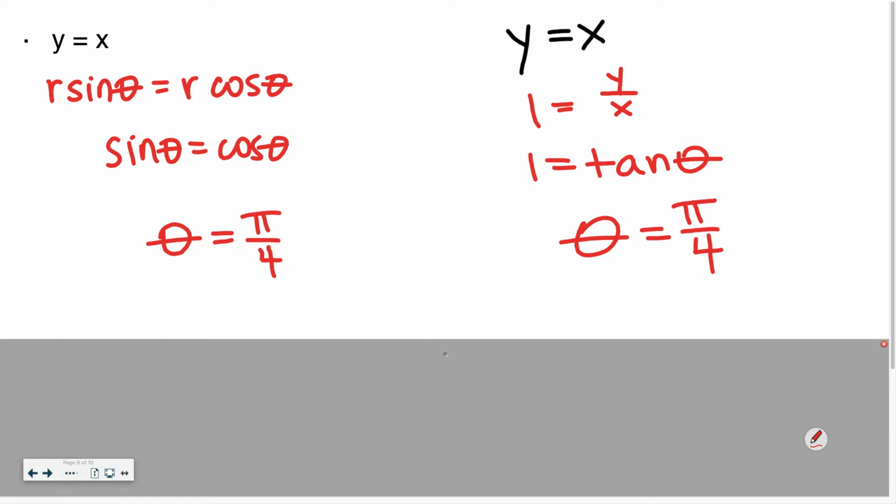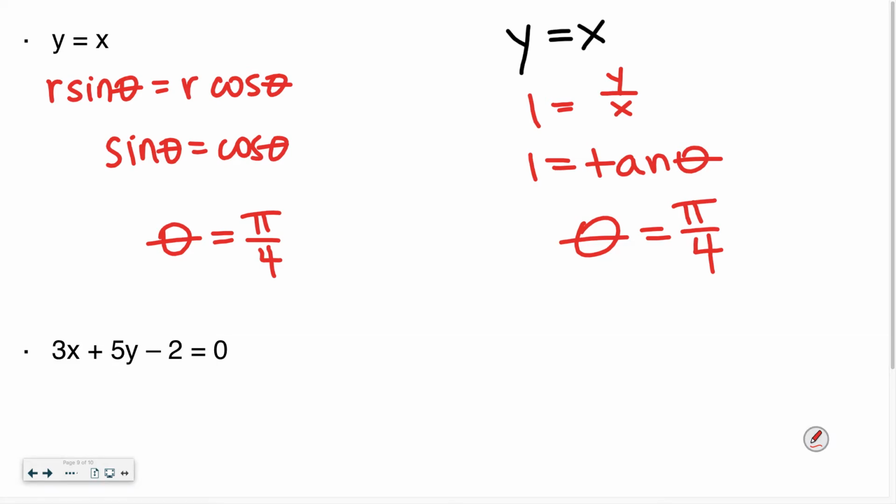Okay, this is probably what most people are going to see right away. I know y is r sine theta. I know x is r cosine theta. But if you see something that's going to make your life a little bit easier, go for it. Okay, last example, then we'll call it a day.